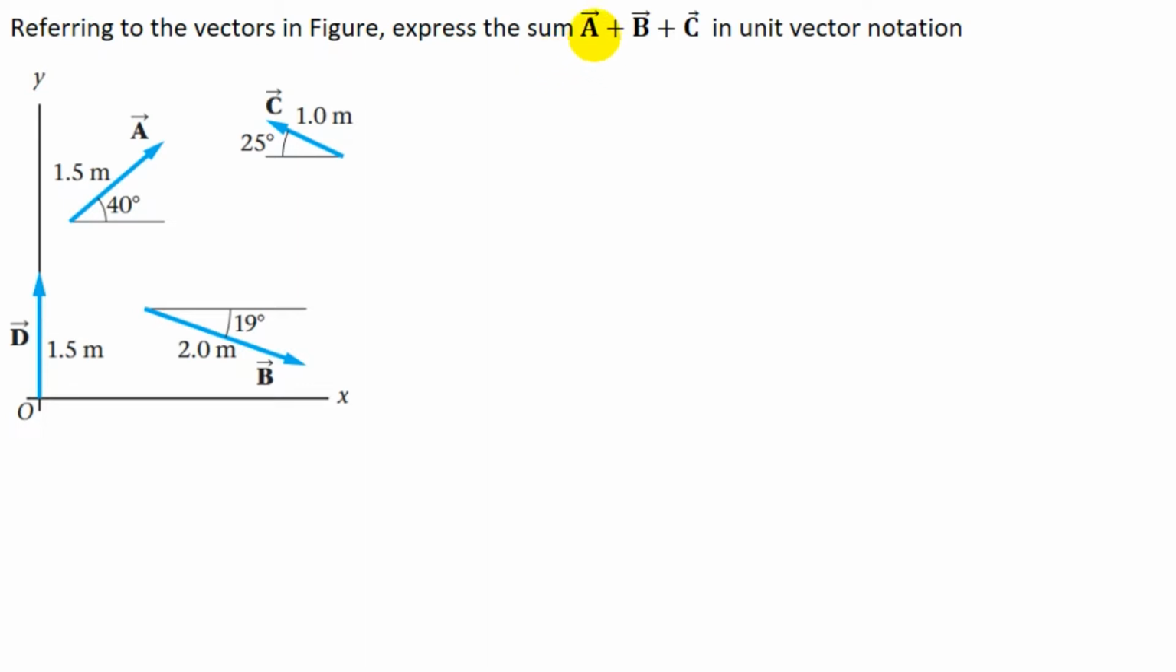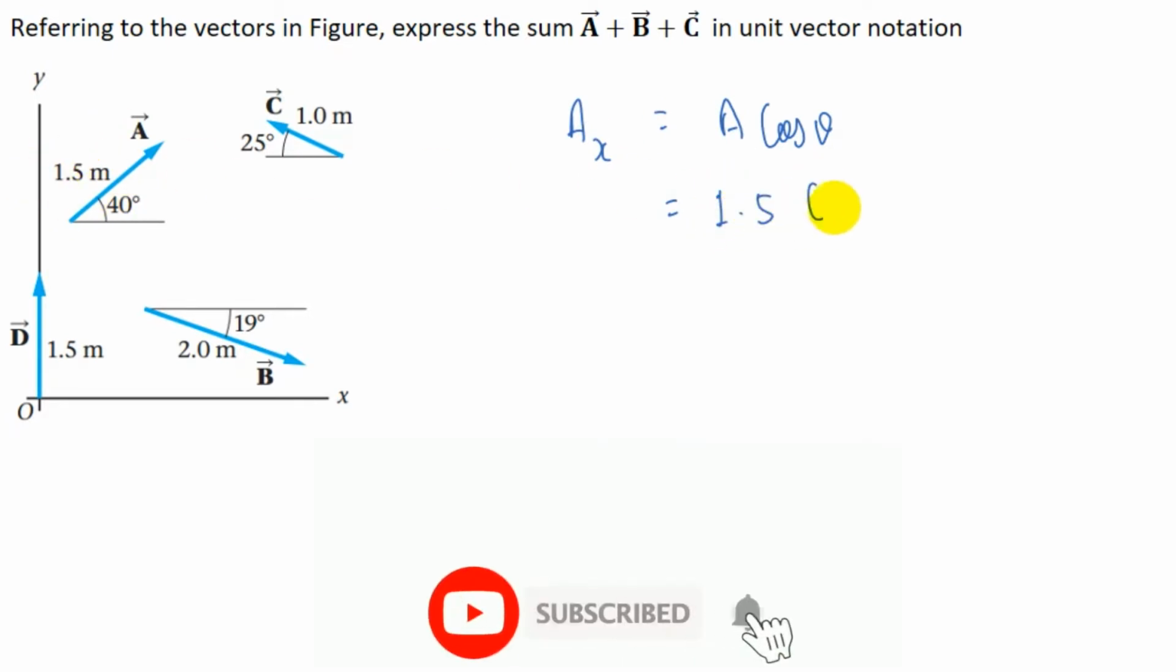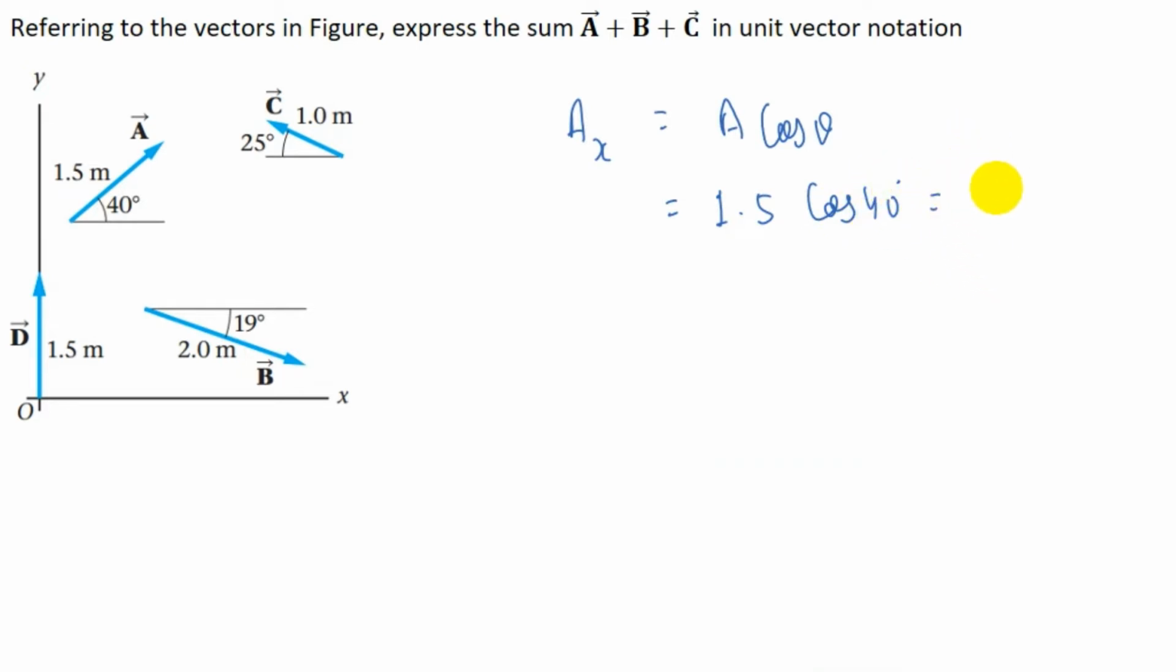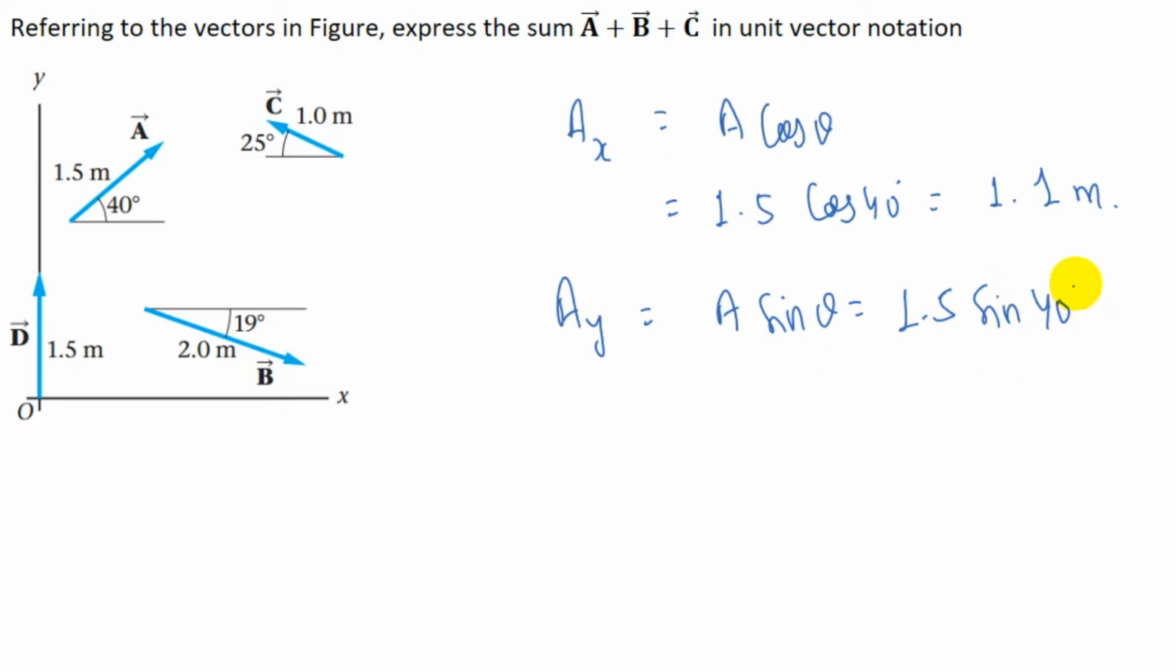First we have vector A. Its x component would be A cosine theta, where theta is 40 degrees and the magnitude of vector A is 1.5. So 1.5 cosine 40 degrees gives nearly 1.1 meter. Next we can find the y component AY, which would be A sine theta. A is 1.5, theta is 40 degrees, so this value comes out to nearly 1.9 meter.